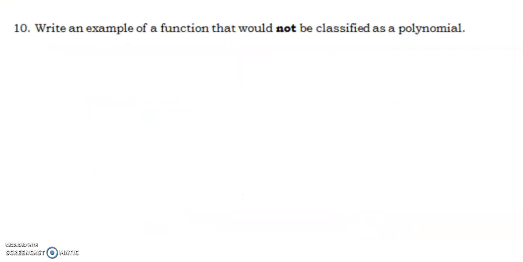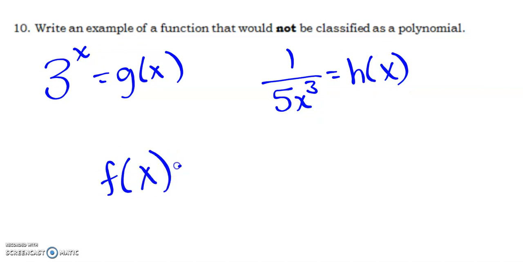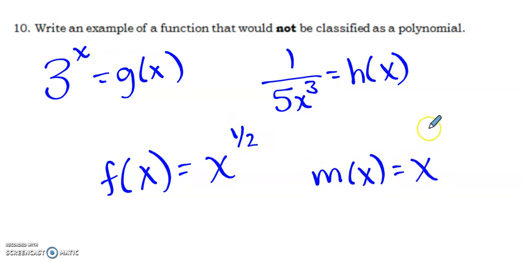All right, last one. Write an example of a function that would not be classified as a polynomial. So I could write 3 to the x equals g of x. I could write 1 over 5x to the third equals h of x. I could write f of x equals x to the 1/2. I could write m of x equals x to the 4/3, right? Anything that has a fraction exponent, a negative exponent, or a variable in the exponent are going to be examples of things that are not polynomials.